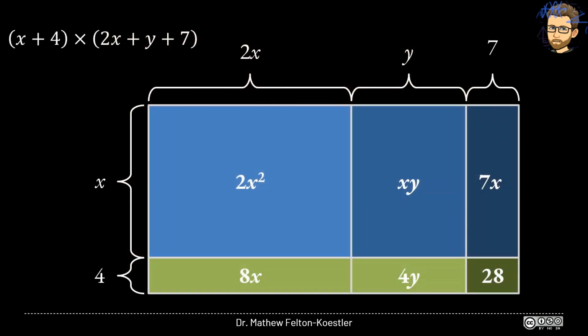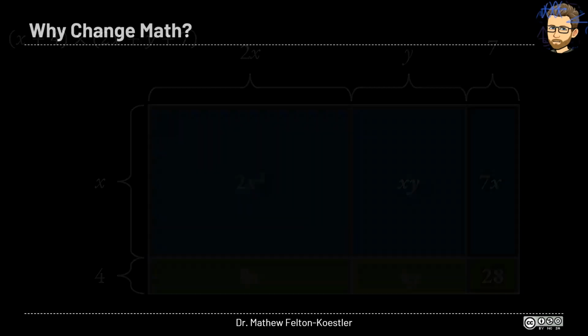We could have a binomial, x plus 4, times a trinomial, 2x plus y plus 7, and FOIL is not really helpful in this situation. But if we understand what's going on, then that is helpful and we can break down the parts.